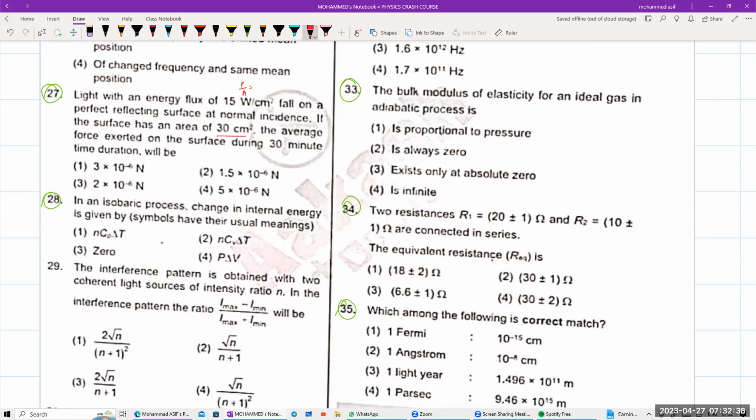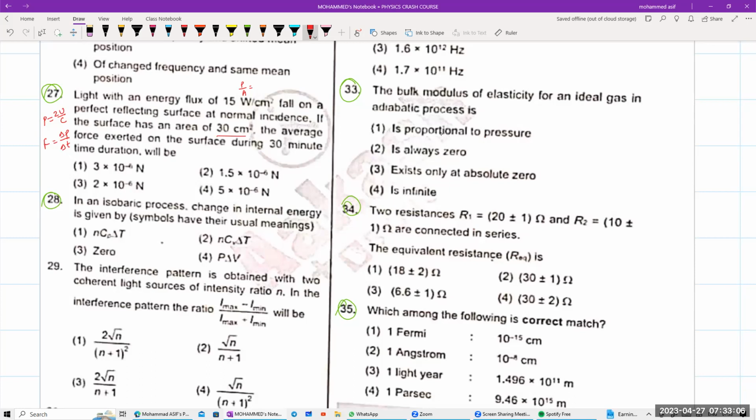Let's see, what will the momentum transfer be? Do you remember the formula? Momentum is equal to 2u divided by c for normal incidence. So the formula for force: force is equal to change in momentum divided by time, isn't it? So change in momentum means 2 into u divided by c. Energy will be equal to how much? Energy falling on that will be equal to how much? For how much time has it been kept here?